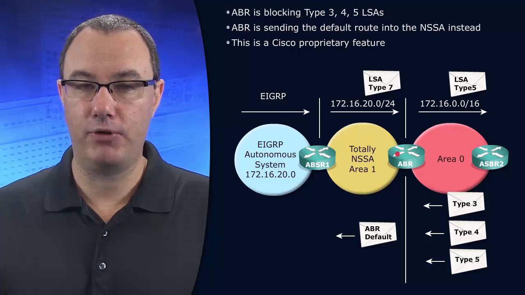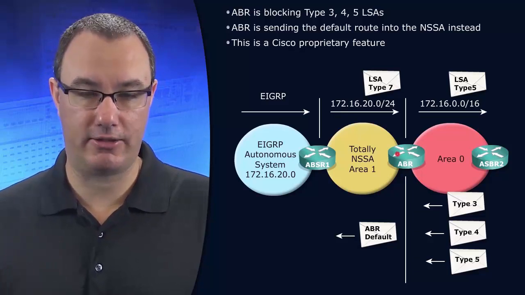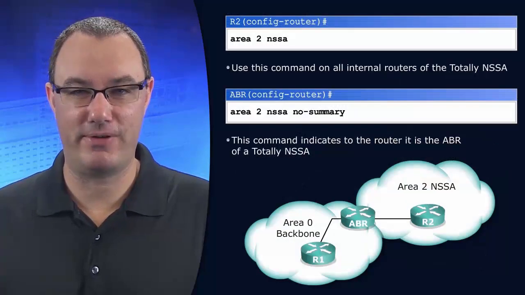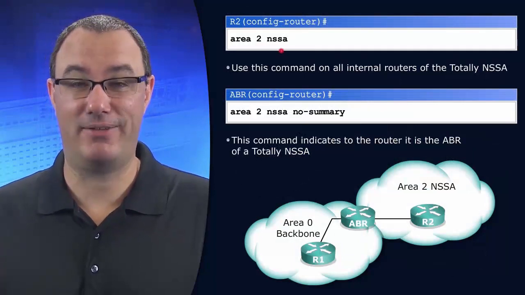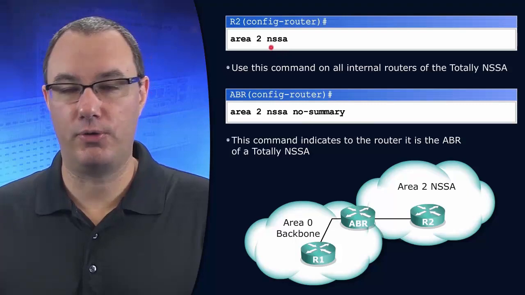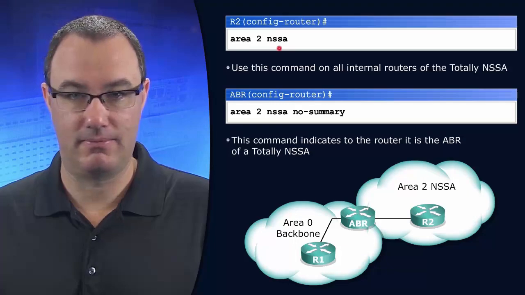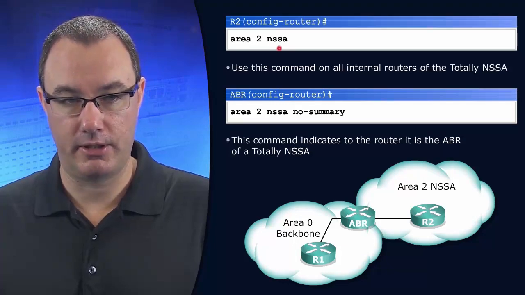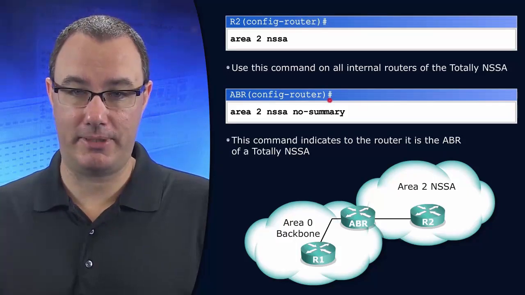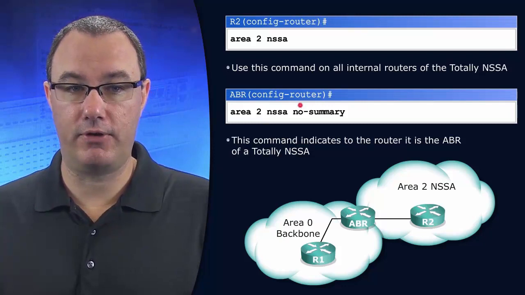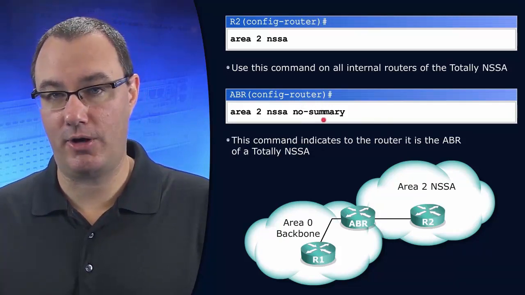And if you know how to configure an NSSA, you really know how to configure a totally NSSA. Here's the configuration of an NSSA. A totally NSSA. Internal routers need NSSA, just like any not so stubby area. Now, on the area border router of a classic not so stubby area, we do default information originate. But we're not seeing default information originate here, are we?